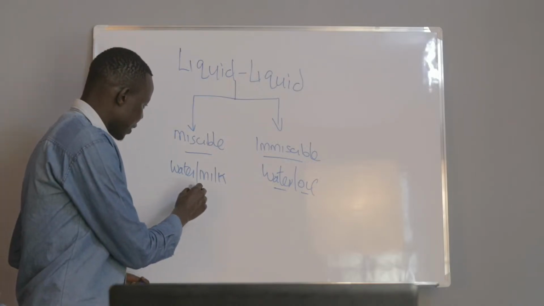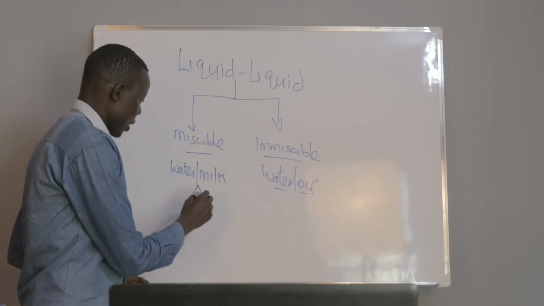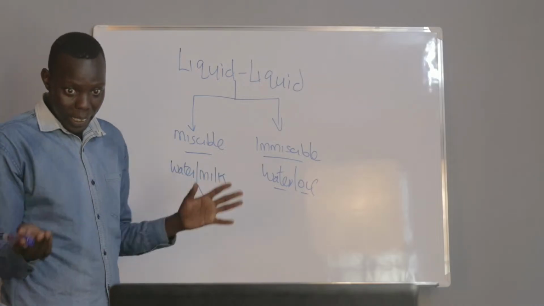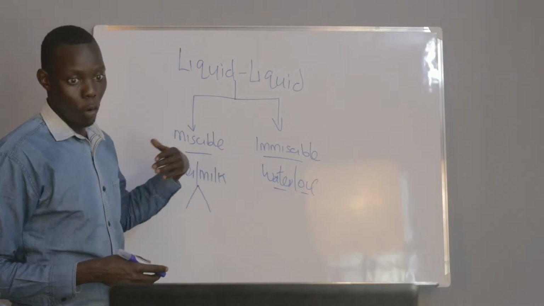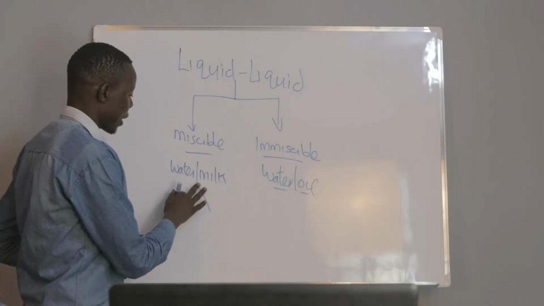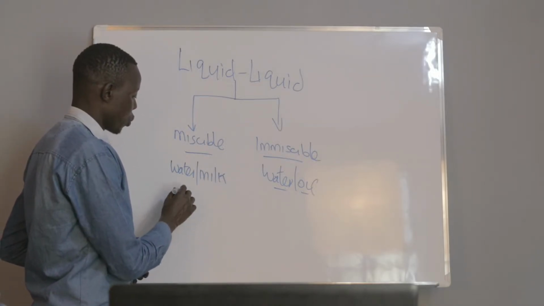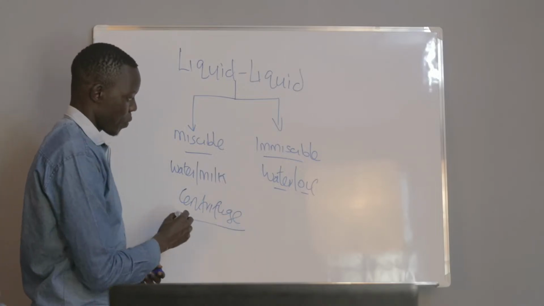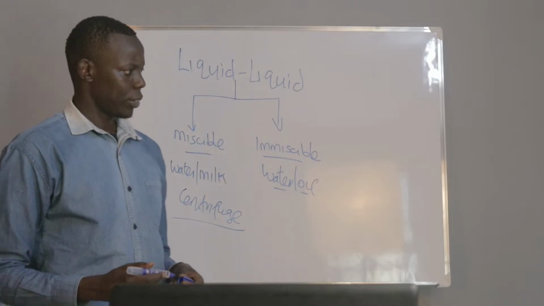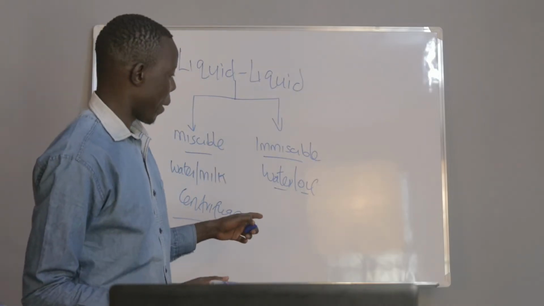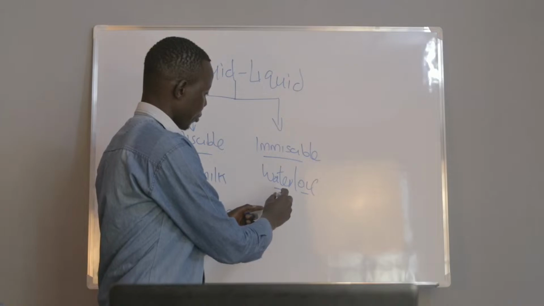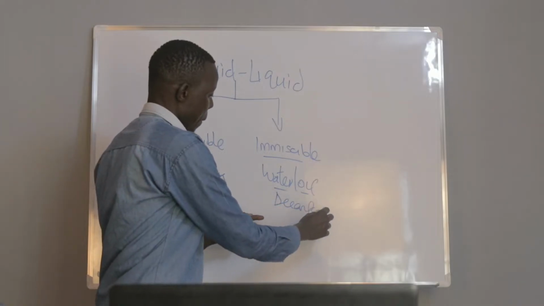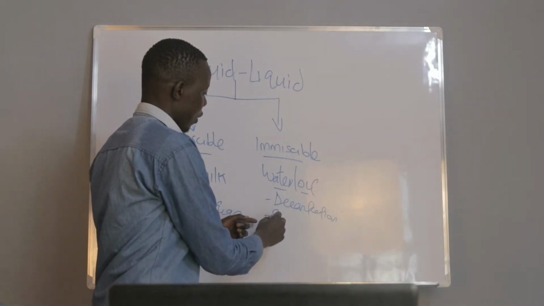Now, if you want to separate this, there are various ways in which you can use to separate. But in our case, right now, we don't study them. In Form 4, later on, we will learn that this one can be separated by use of a centrifuge. But water and oil can be separated by use of the following methods: decantation. You can use a separating funnel.